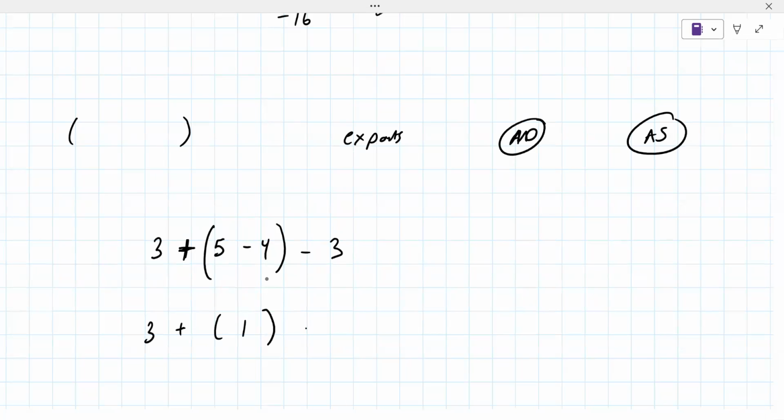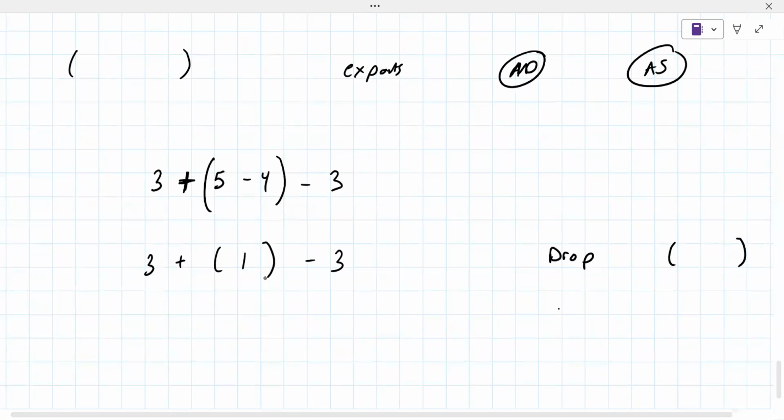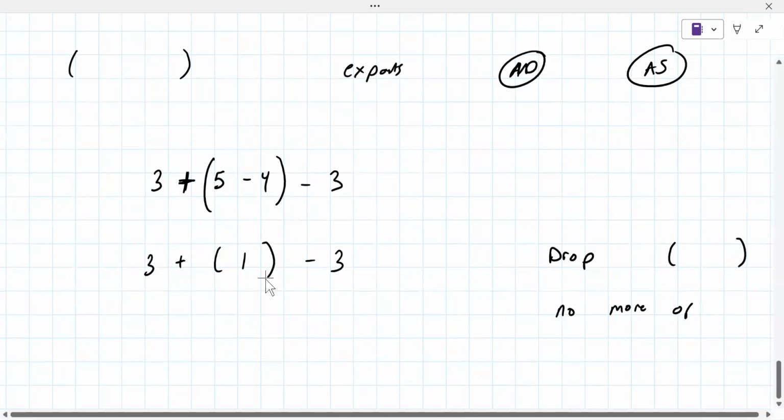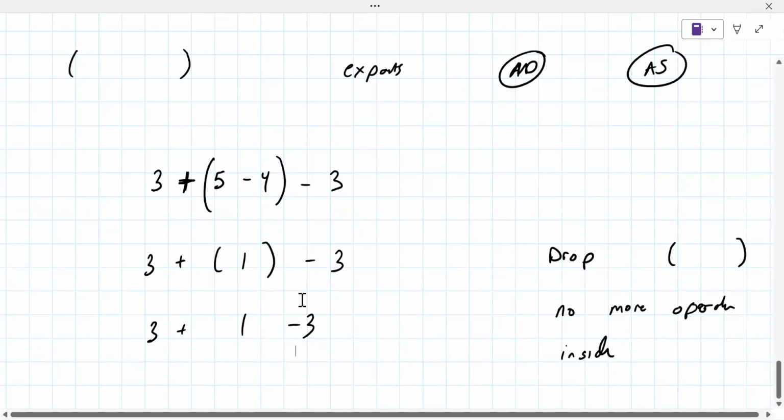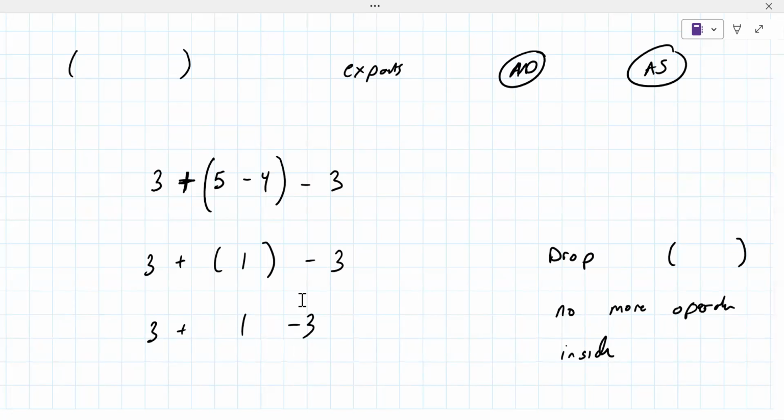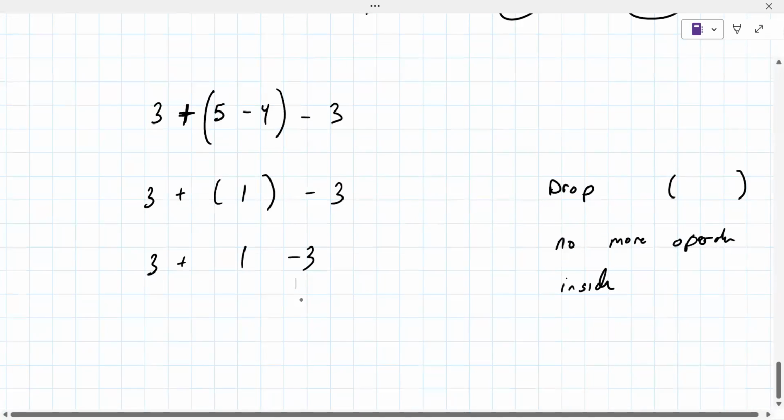So this would be 3 plus 1. Now, this is what you have to know, is when you can drop parentheses. You can drop parentheses when there's no more operations inside. Like if you just have a single number, you can drop the parentheses. So it's really 3 plus 1 minus 3. All right, so take it from here. Tell me what you come up with. Four, or wait, one. So there's 1.